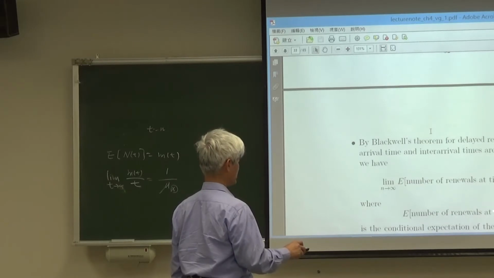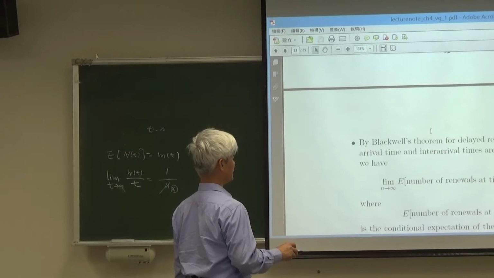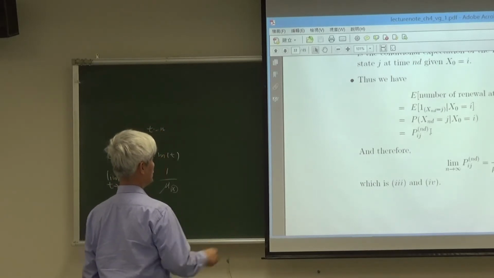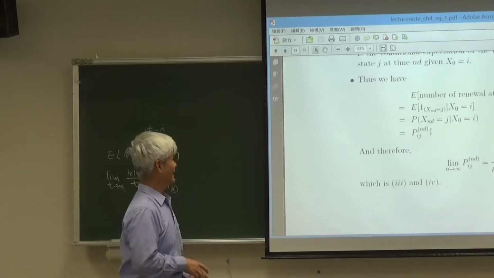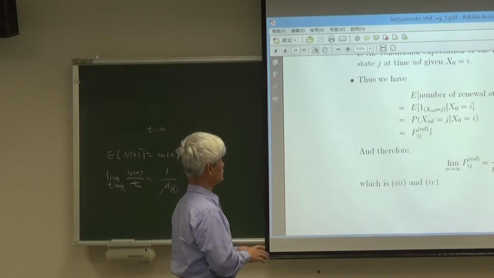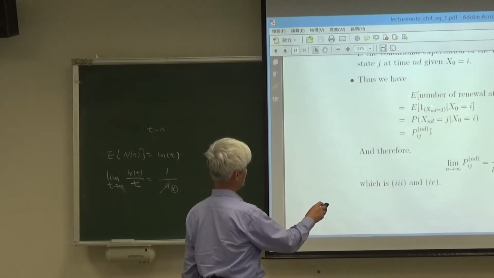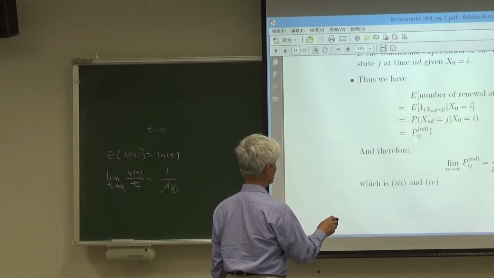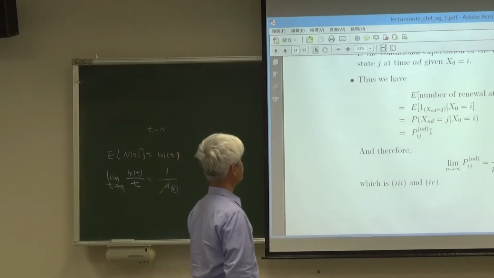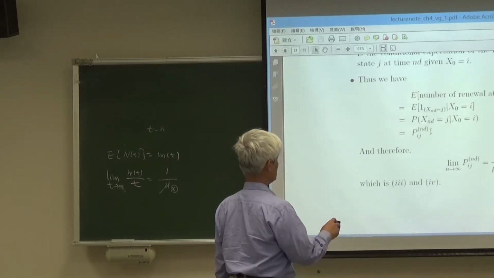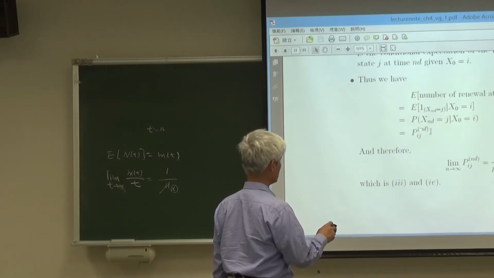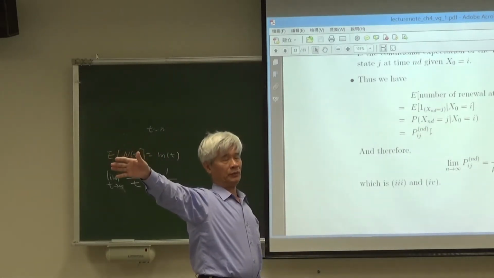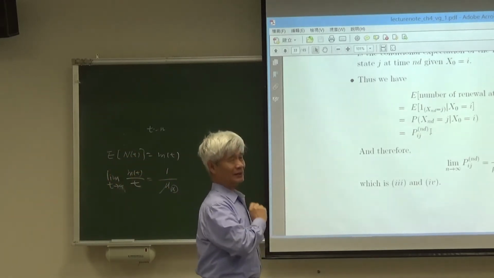The expected number of renewals at time nd is the conditional expectation of the number of transitions into state j at time nd. This is just an indicator, because at a given time either you have a visit to j or not. So this is just the n times d steps transition probability from state i to state j. Is it always positive? Not necessarily for some initial multiples of d, but eventually it will become positive. This is a property. Maybe there is some exercise on it.